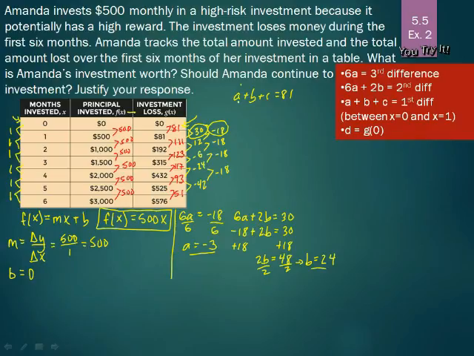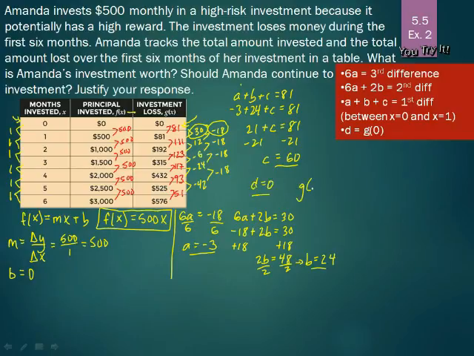And so plugging in the others, we know a is negative 3, b is 24, and then plus c equals 81. So negative 3 plus 24 is 21, plus c is 81. So subtracting 21 on each side, then we get c equals 60. And then lastly, d is just g of 0, so our y-intercept. And so when x equals 0, g of x is 0, and so we know that d will equal 0. And so using those things, we can go ahead and write this equation.